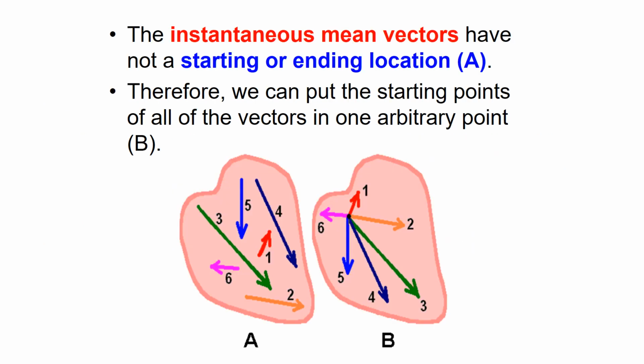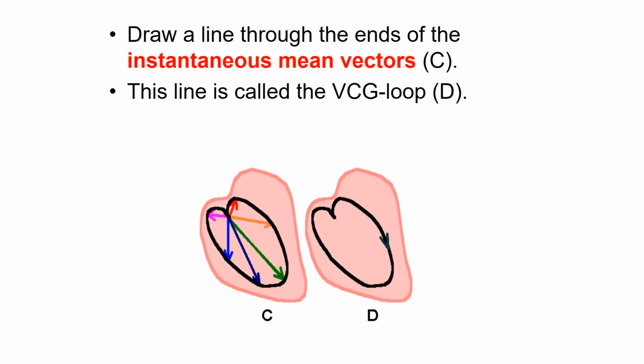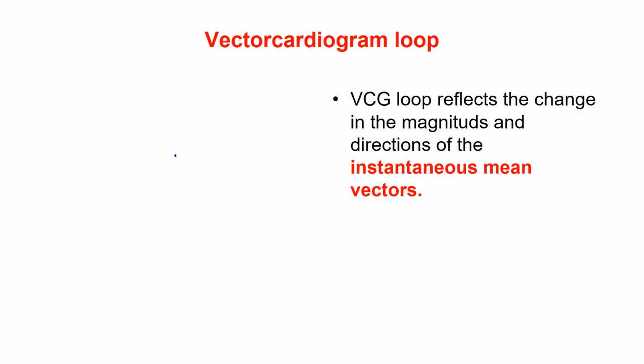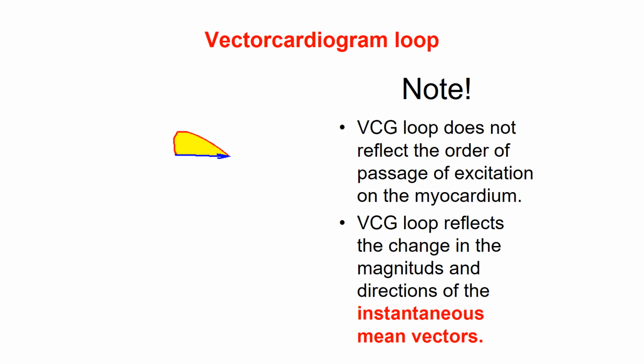A. The instantaneous mean vectors have no starting or ending location. B. Therefore, we can put the starting points of all of the vectors in one arbitrary point. C. Draw a line through the ends of the instantaneous mean vectors. D. This line is called the VCG loop. Note: VCG loop reflects the change in the magnitudes and directions of the instantaneous mean vectors. Note: VCG loop does not reflect the order of passage of excitation on the myocardium.